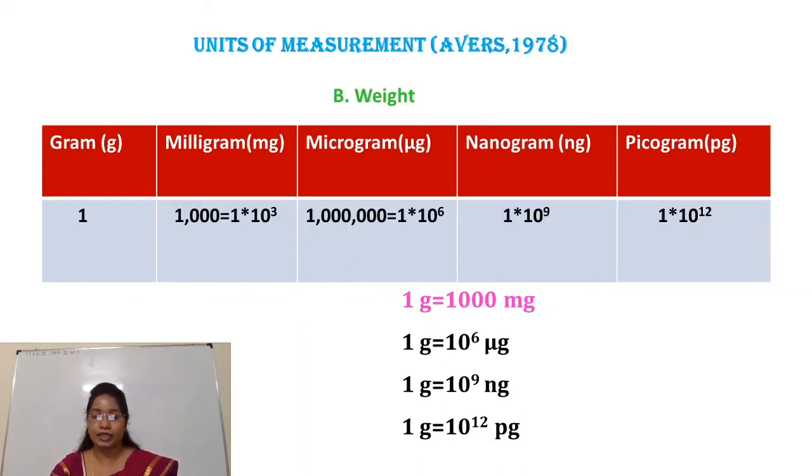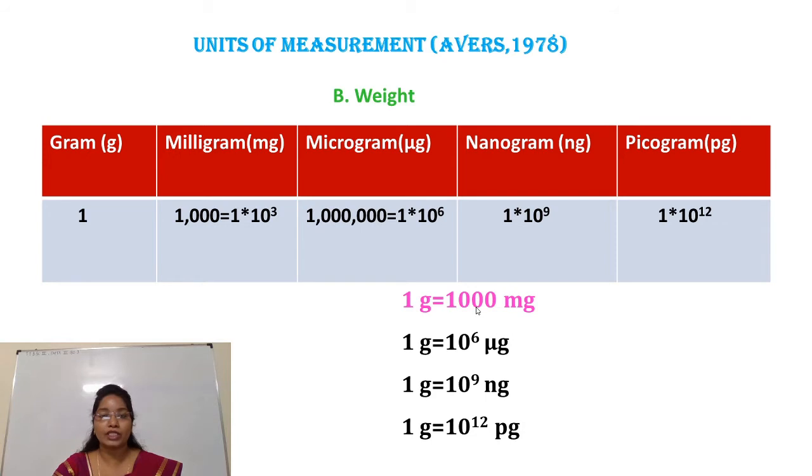Similarly, if we want to measure the weight of a particular cell, then the standard unit is gram. In such case, 1 gram is equal to 10 to the power 3, that is 1000 milligram. 1 gram is equal to 10 to the power 6 microgram. 1 gram is equal to 10 to the power 9 nanogram. And finally, 1 gram is equal to 10 to the power 12 picogram.